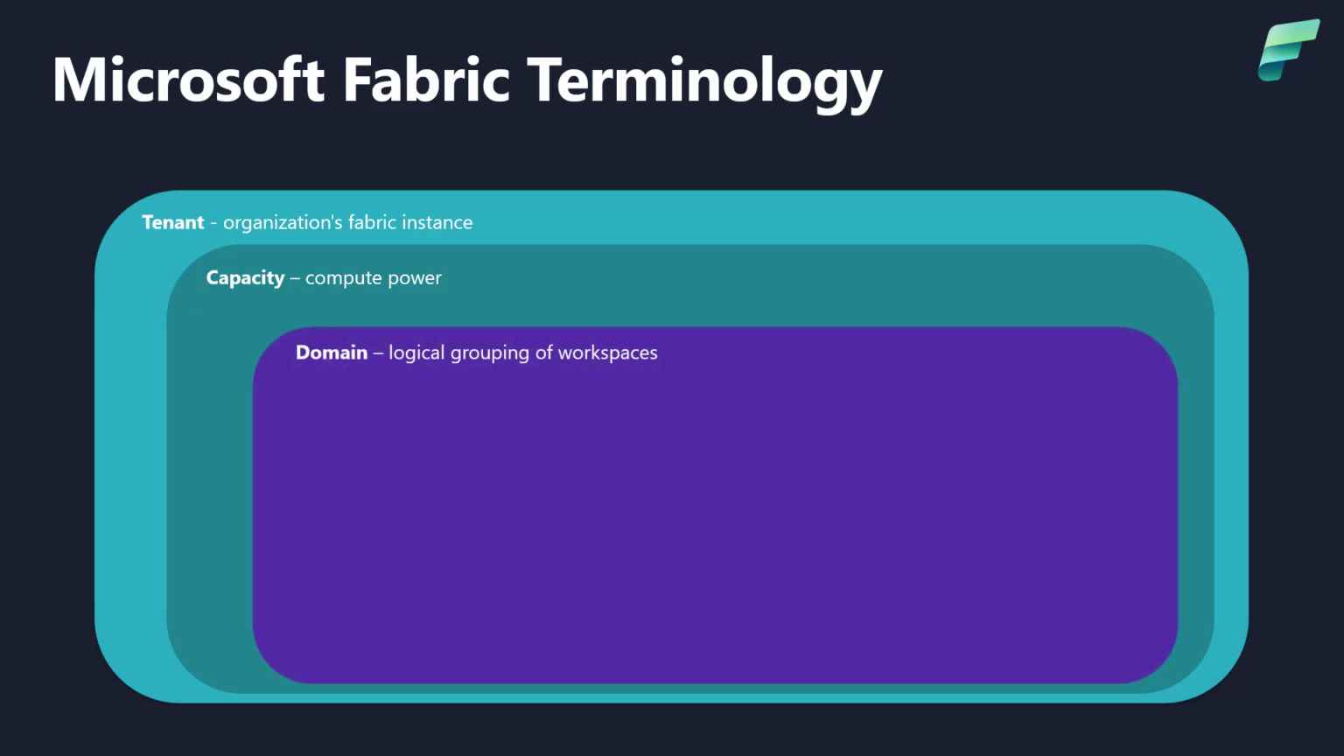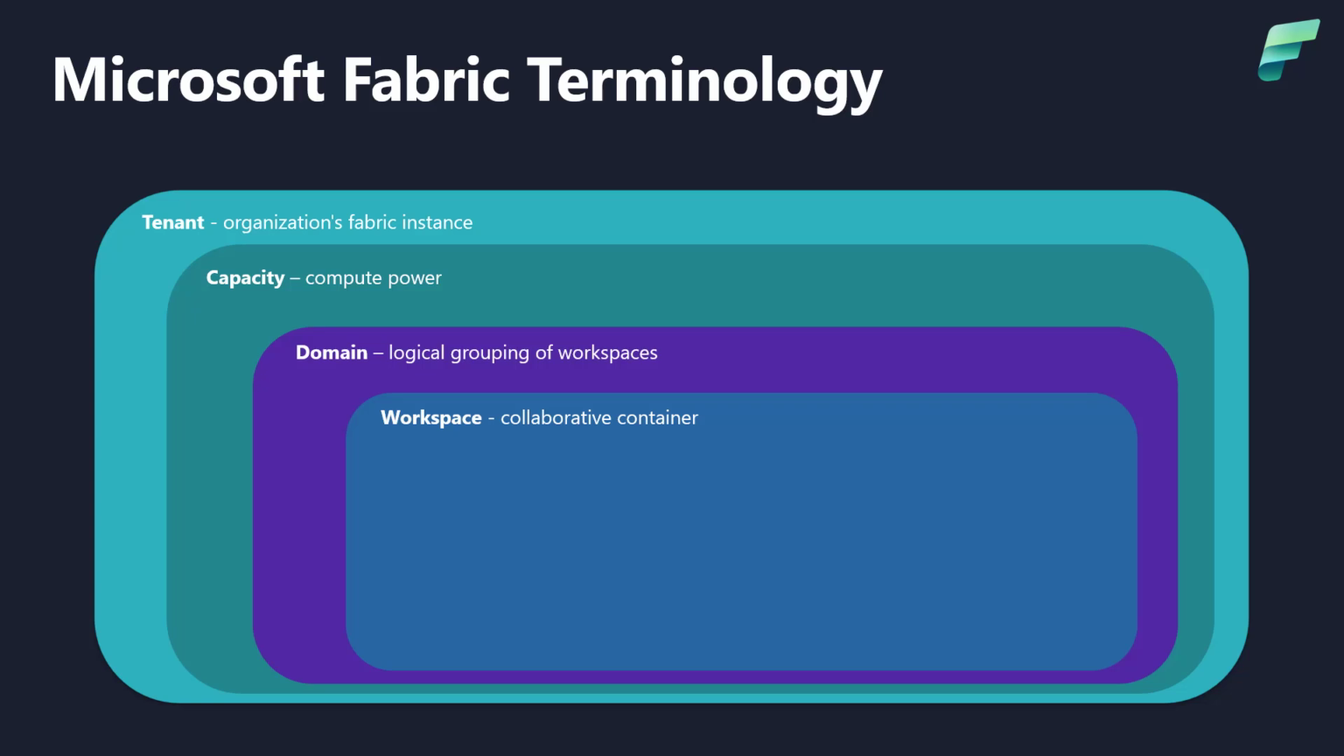A domain is a logical grouping of workspaces. Domains are used to organize the items in a way that makes sense for your organization. You can group things together in a way that makes it easier for the right people to have access to the right workspaces. For example, you might have a domain for sales, another domain for marketing, another domain for finance, and so on.